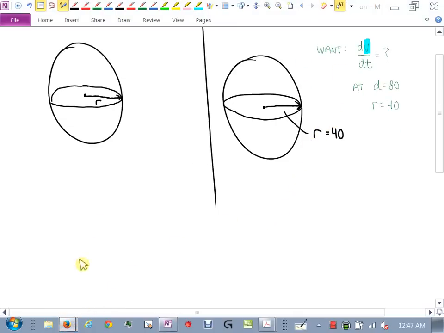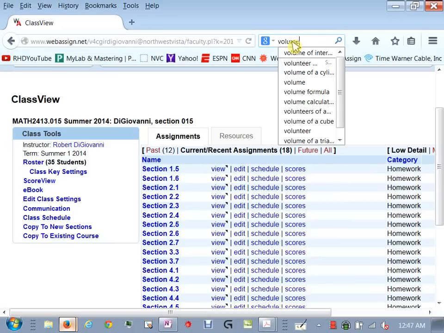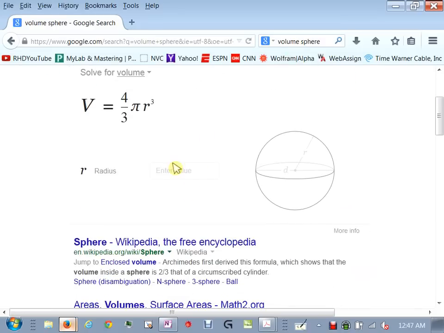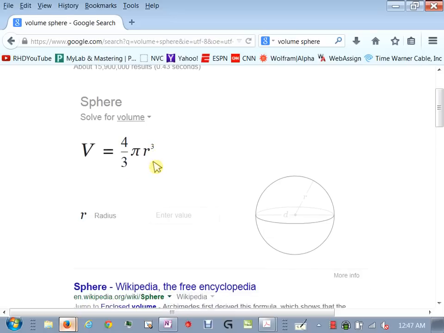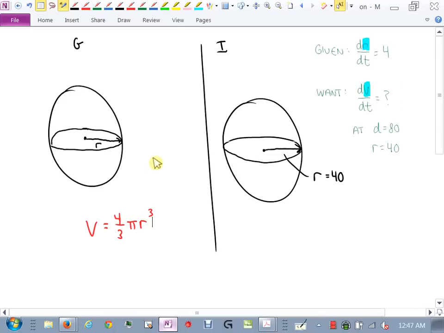So if you don't know what these common formulas are, just go to Google, say volume sphere, 4/3 pi r cubed. But if you don't know that right offhand, you can just go look it up. So I know my formula is 4/3 pi r cubed. And there's my equation that has my r and my V in it, and it's the volume of the sphere.